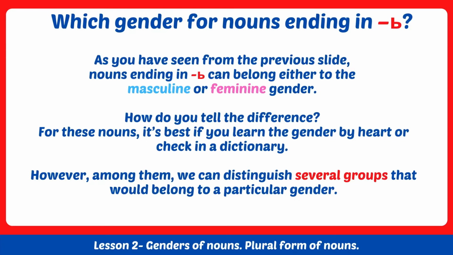Now let's return to the topic of the nouns ending in soft sign. As you have seen already from the previous slide, nouns ending in soft sign can belong either to the masculine or feminine gender. But how do you tell the difference? For these nouns, it's best if you learn the gender by heart or check it in a dictionary. However, among them, we can distinguish several groups that would belong to a particular gender. Let's see on the next slide.